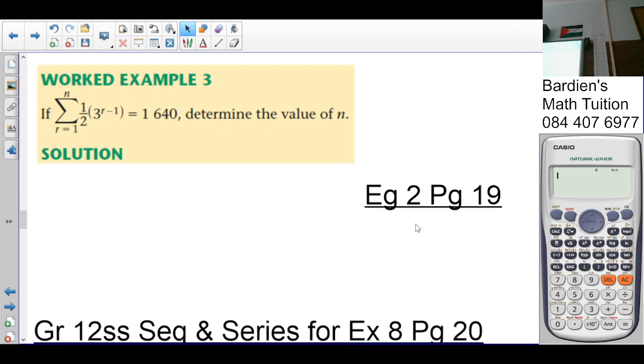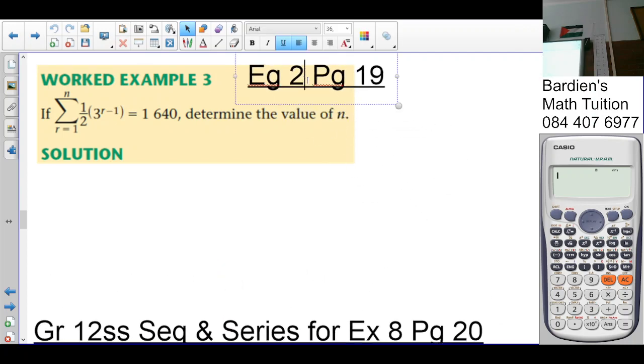Right. People, example 3 is on page 19. You all agree with this? Right. I'm going to give you a chance now to breathe quickly. So pause the video. Sort Ciara out.